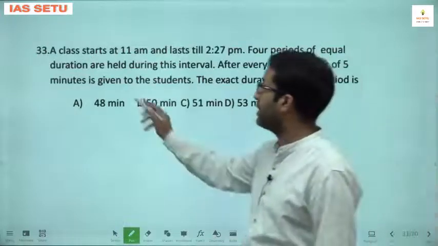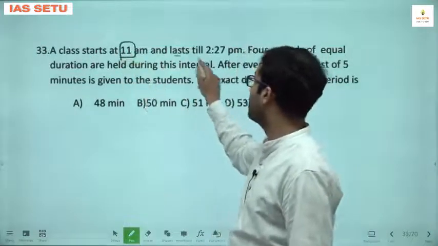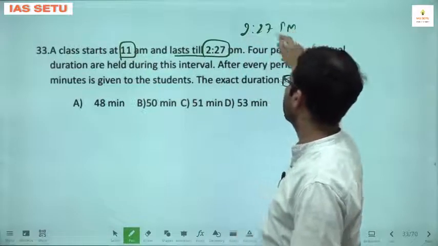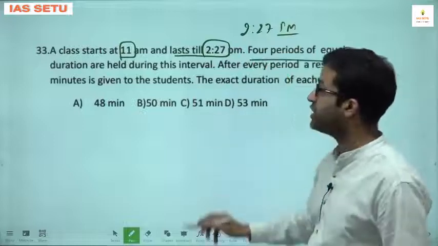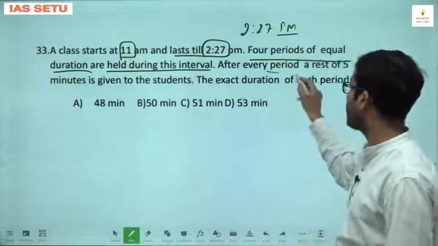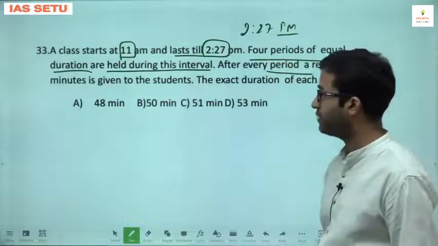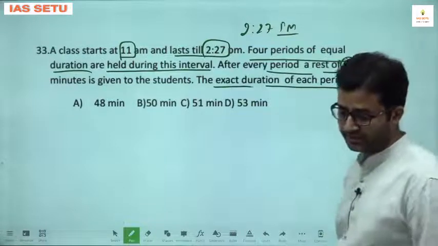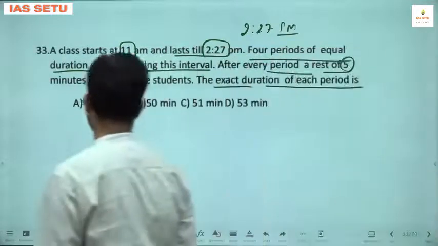Question number 33. A class starts at 11 and lasts until 2:27 p.m. 4 periods of equal duration are held during this interval. After every period, a rest of 5 minutes is given to the students. The exact duration of each period is. We make the diagram here.